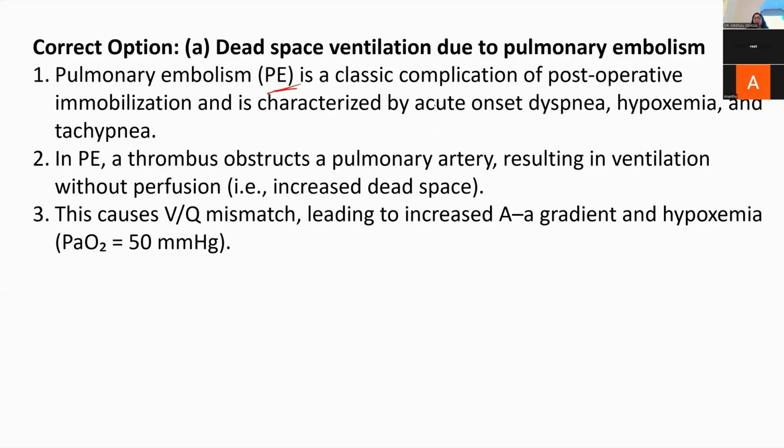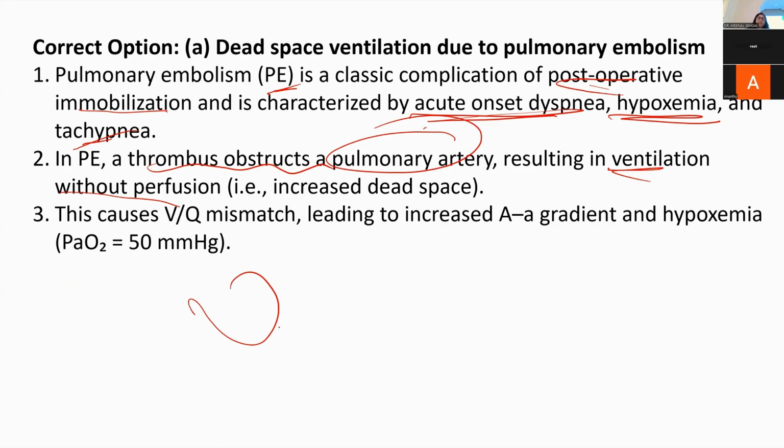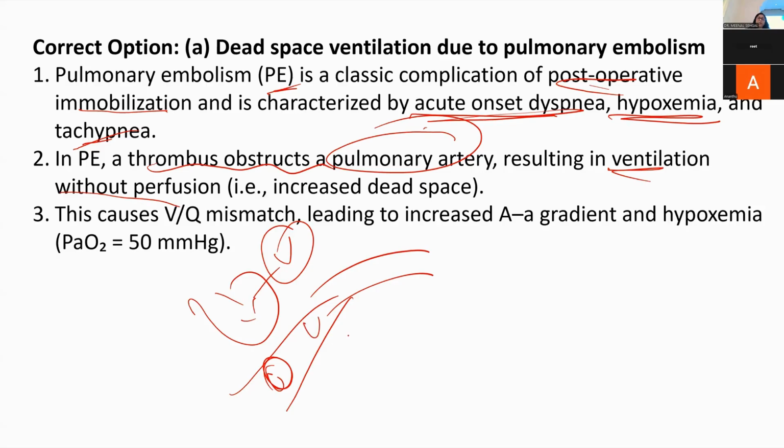Pulmonary embolism is a classical complication of post-operative state, post-op immobilization, which is characterized by acute onset dyspnea, hypoxemia, and tachypnea. In pulmonary embolism, a thrombus obstructs a pulmonary artery, resulting in ventilation without perfusion. So what is happening here? This is alveoli, and there are capillaries somewhere here, and there's an emboli here. They are blocking it. So the air is here. The ventilation is normal, but perfusion is less.